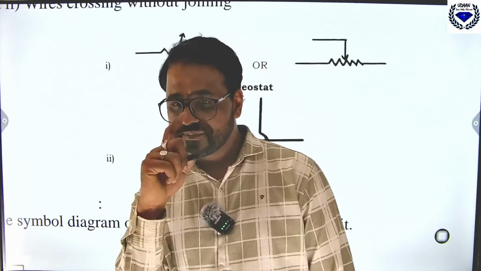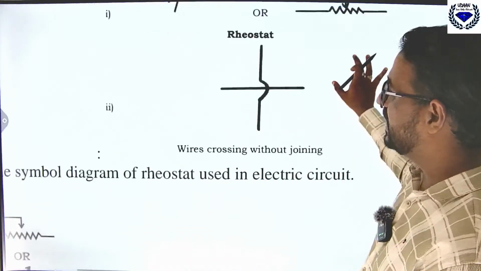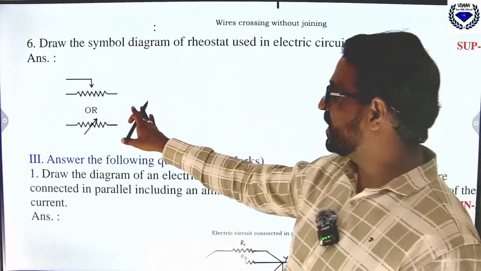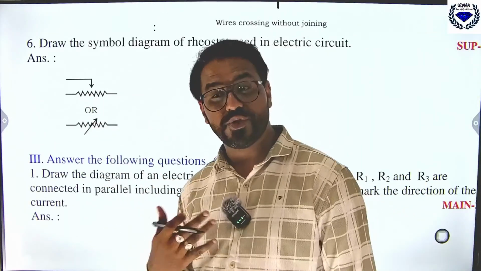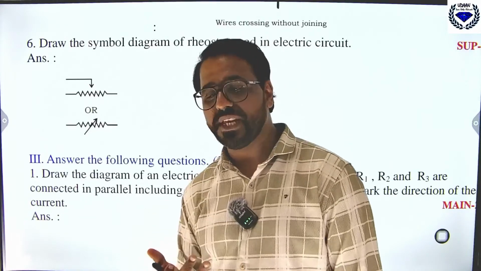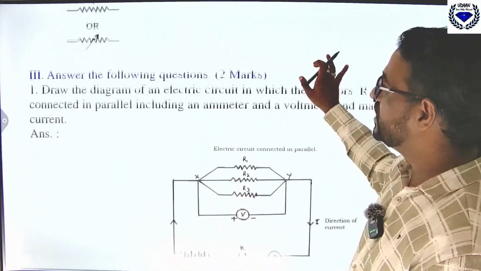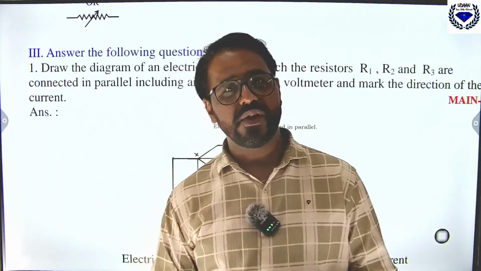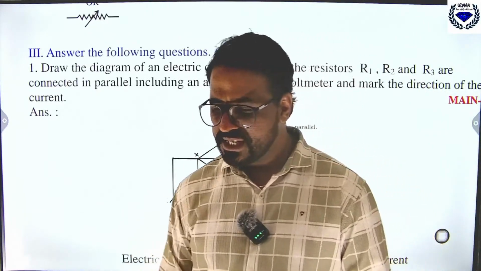Okay. Then the next question, draw the symbol of rheostat used in the electric circuit. So the rheostat symbol you should remember because it has been asked many times. Now coming to the next one, 2 mark questions I will be discussing. This is the part of the discussion I will be doing in this session.